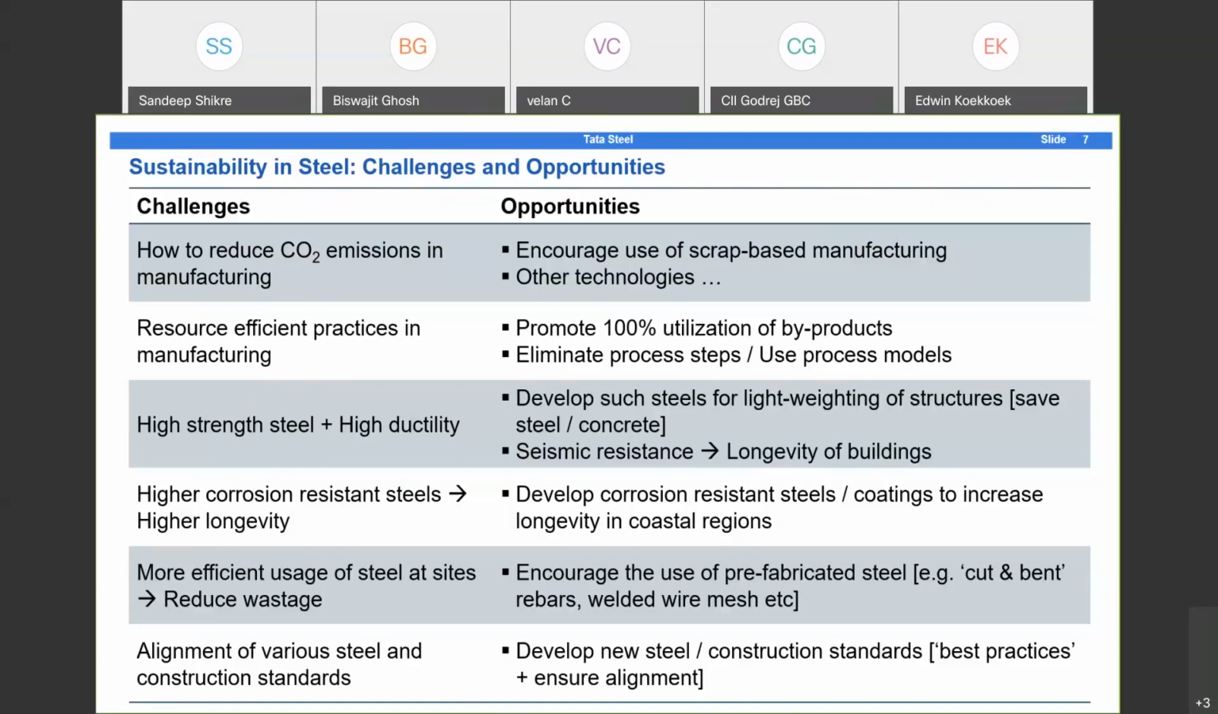There are other things like prefabricated structures or welded wire mesh, which also all aim at reducing the wastage of steel at site.